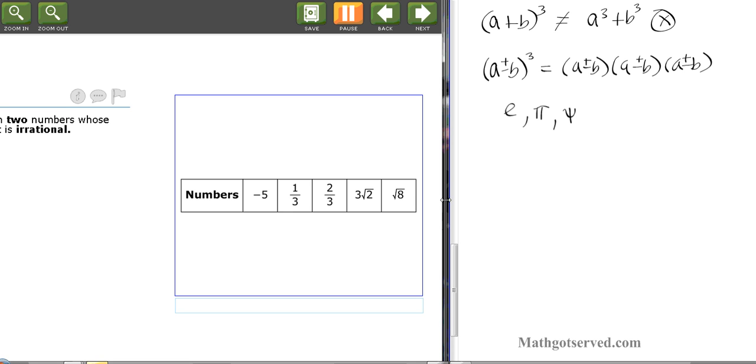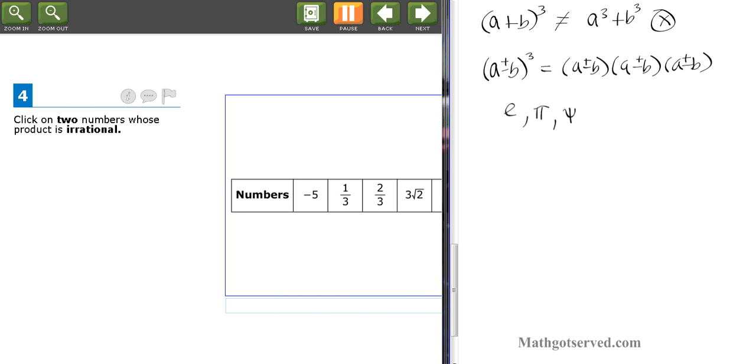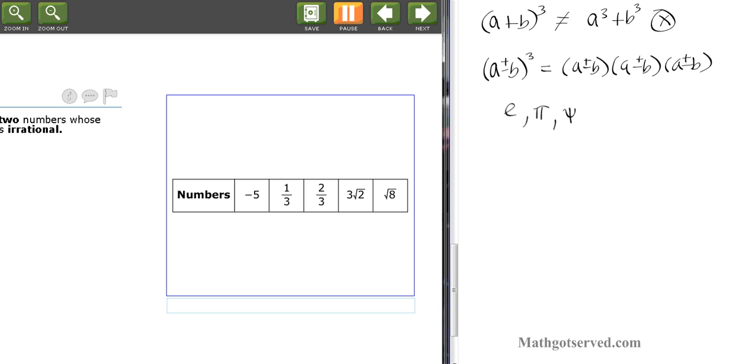Now, let's see. The question asks which two numbers are going to be irrational when you find their product. This is something you want to know, so let's go over some quick rules here. The first rule is as follows. If you multiply two rationals, guess what? A rational multiplied by a rational will always give you a rational.